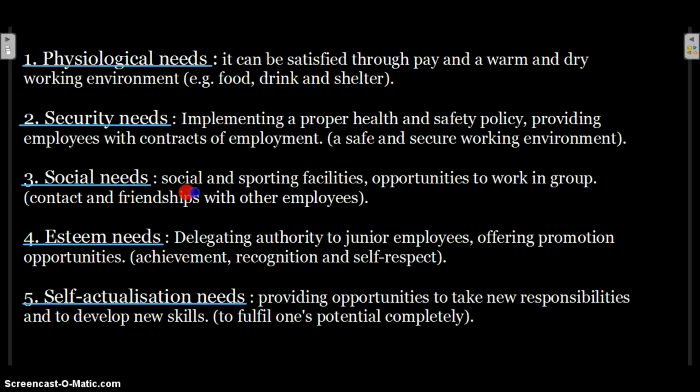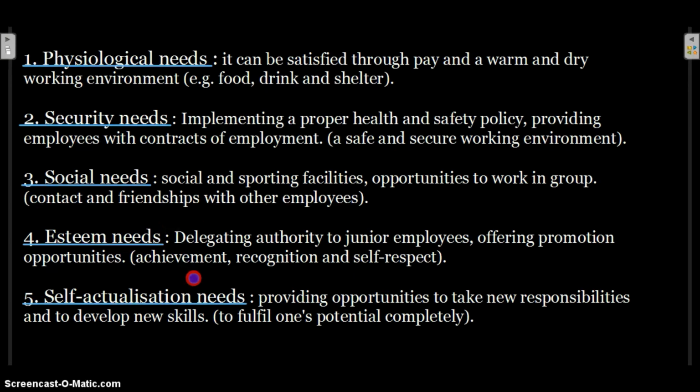Then we have social needs, which can be fulfilled through social and sporting facilities and opportunities to work in a group. When you want some contact and friendships with other employees, you want to be socially active, those are basically your social needs. So that can be fulfilled through these facilities and opportunities to work in a group, you can say team working basically. Esteem needs: delegating authority to junior employees, offering promotion opportunities where you can have achievement, recognition and self-respect. All of these contribute towards fulfilling your esteem needs.